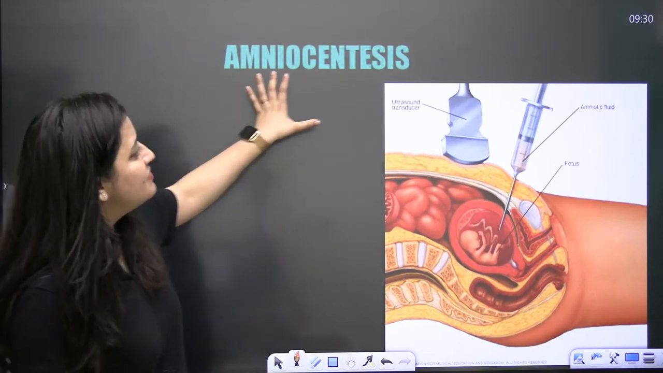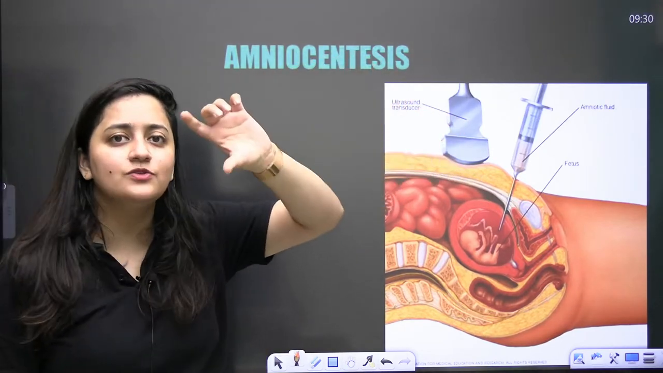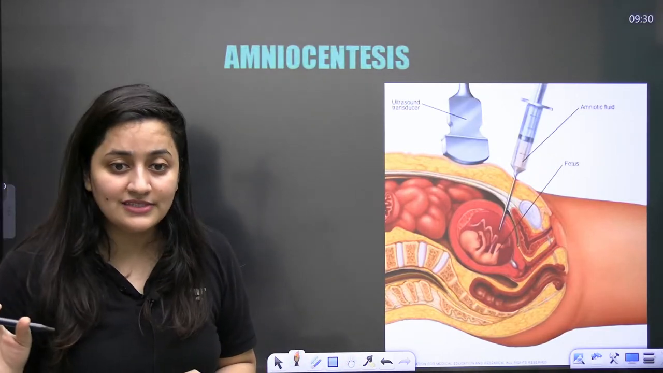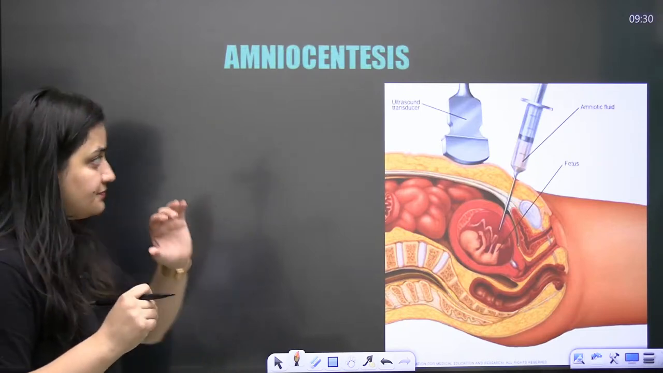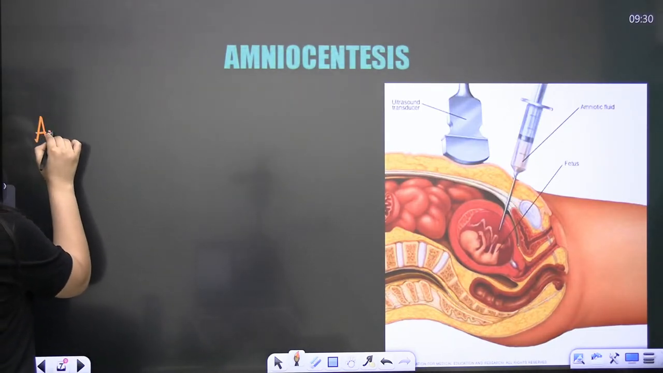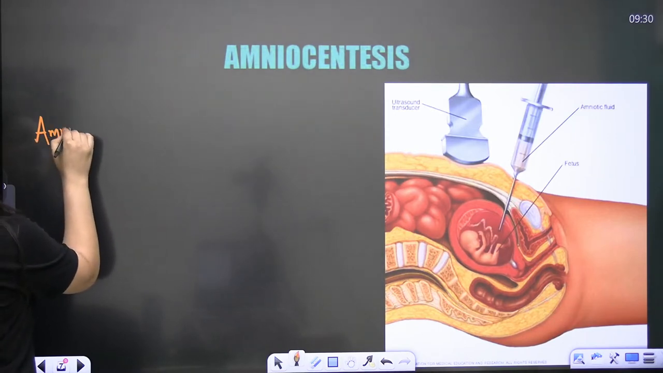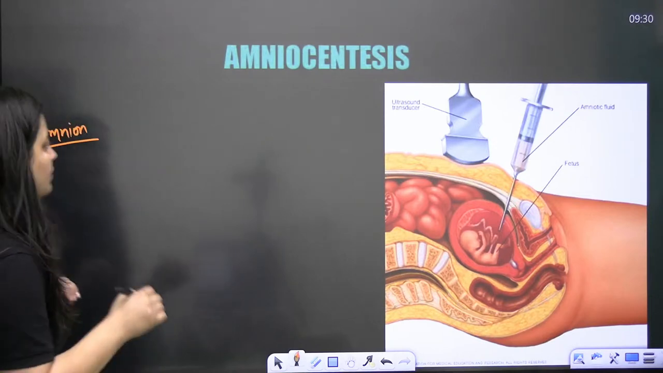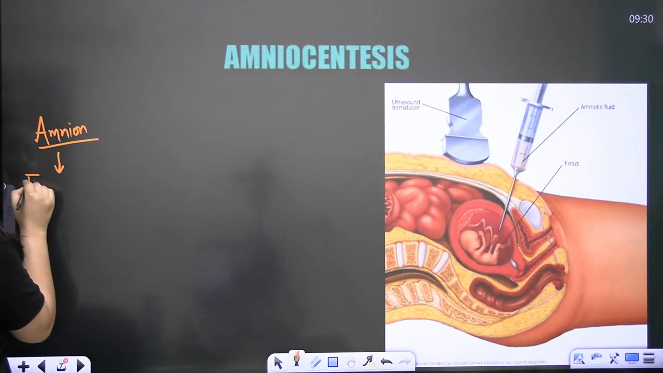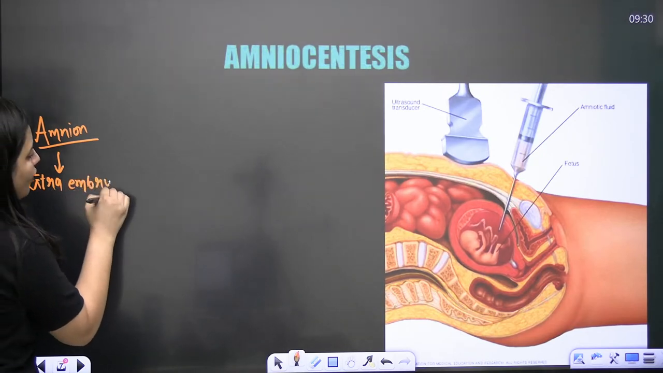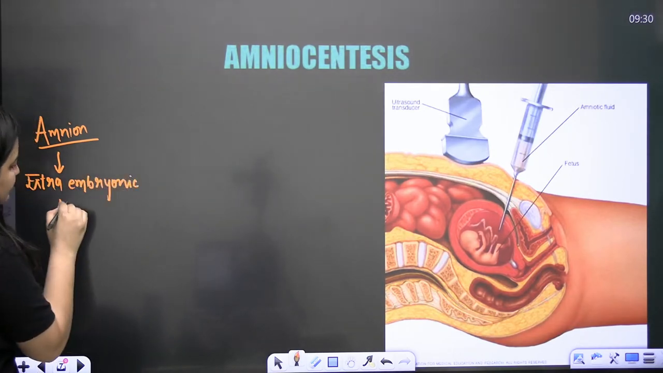Okay, so yes, amniocentesis. You are going to find this word in the NCERT. So what is this amniocentesis? Do you know about it? See, yesterday when we were discussing embryonic development, we were talking about the amnion. You know that amnion is an extra embryonic membrane.